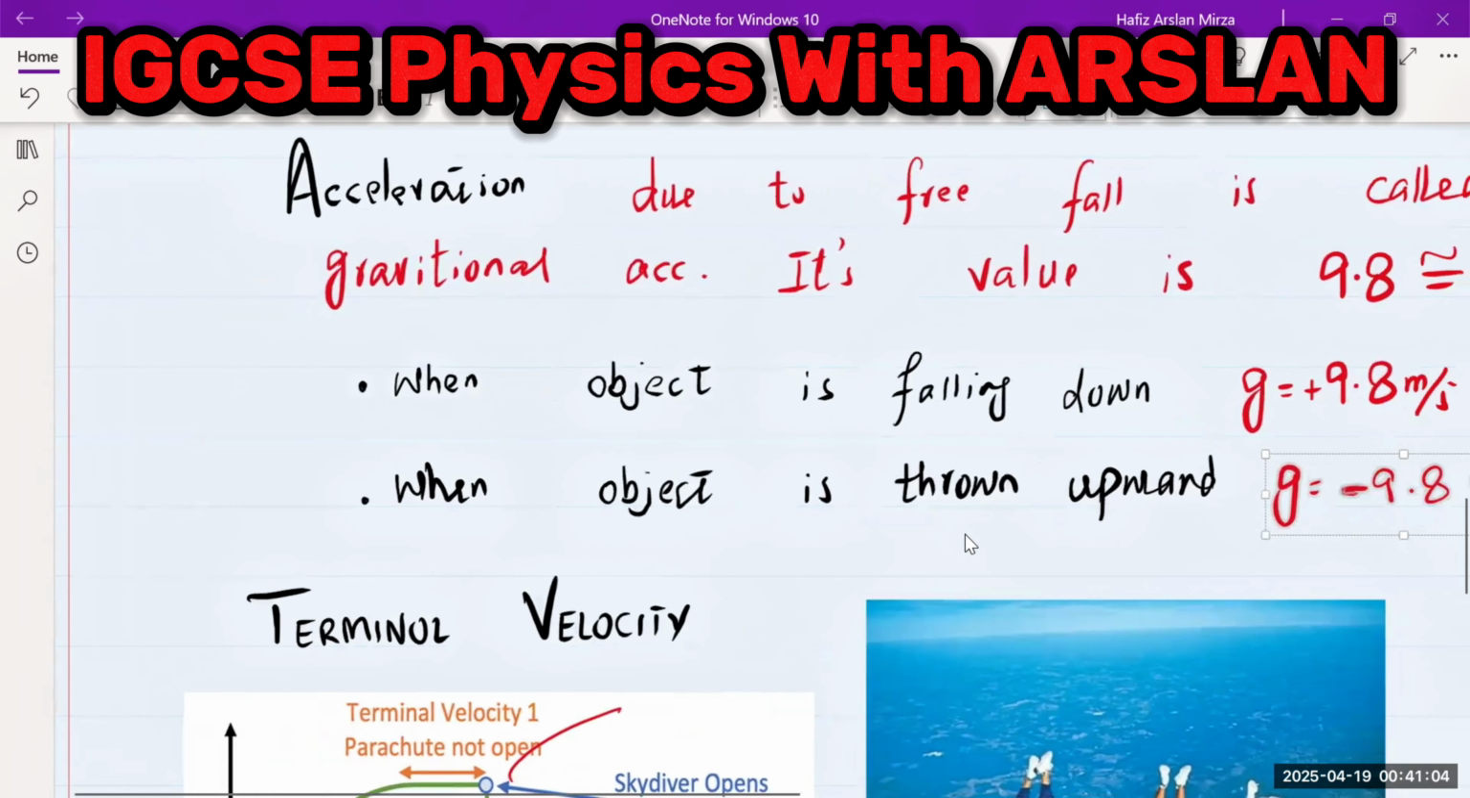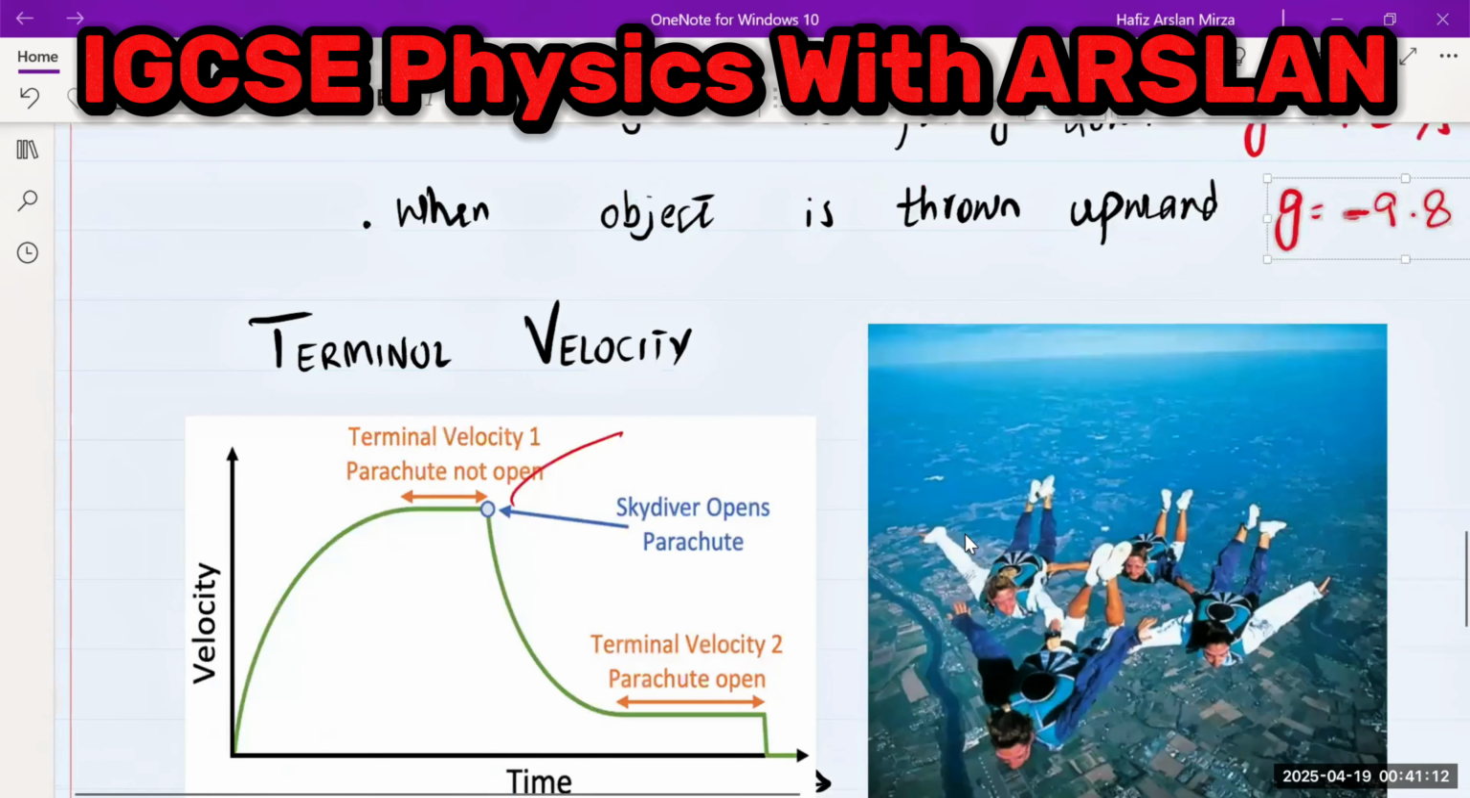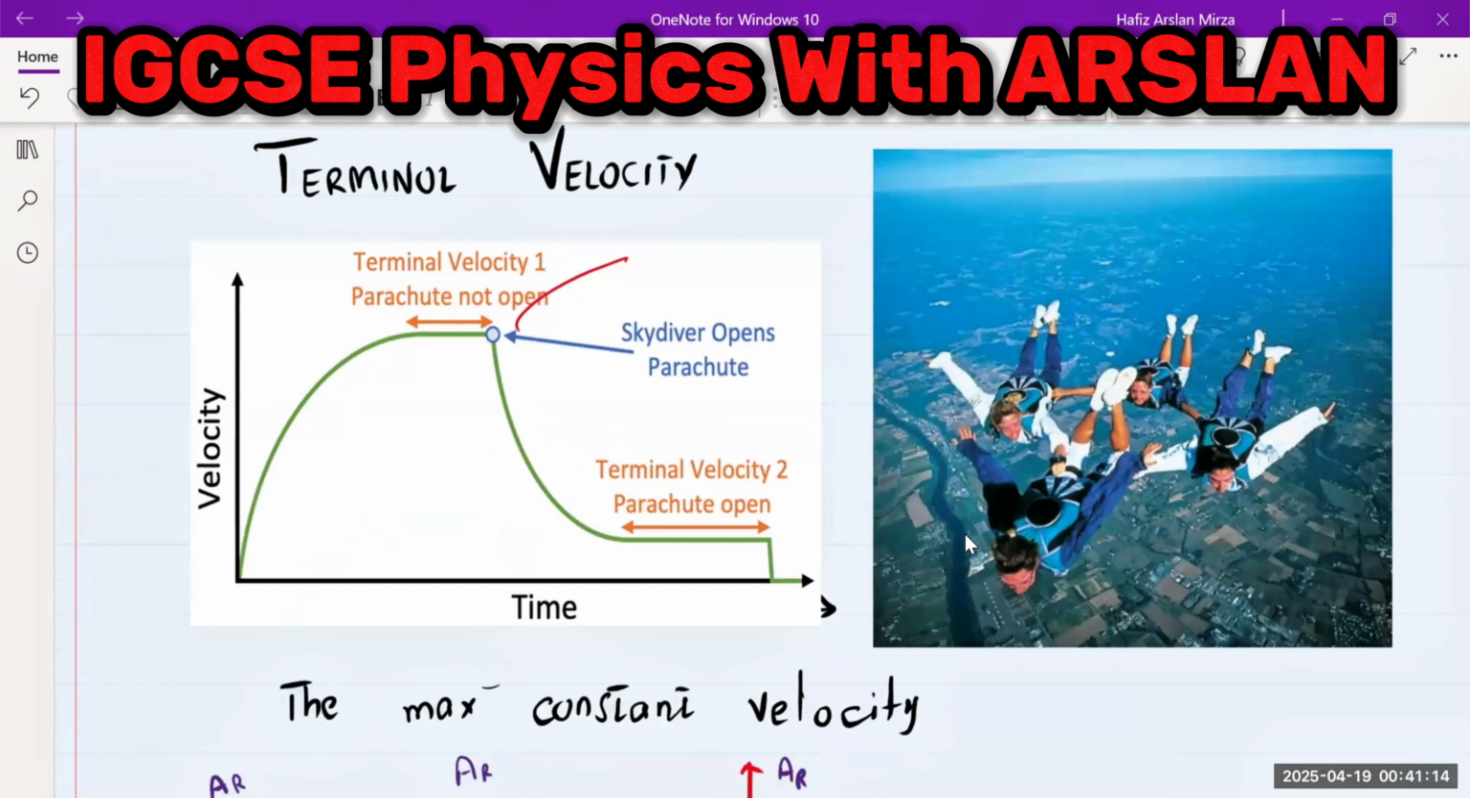The next one is terminal velocity. Terminal velocity is very important in IGCSE. Its definition and concept are very important in this graph. What is terminal velocity? Terminal velocity is a constant velocity. It may be the maximum constant velocity, the highest constant velocity, or the lowest constant velocity.